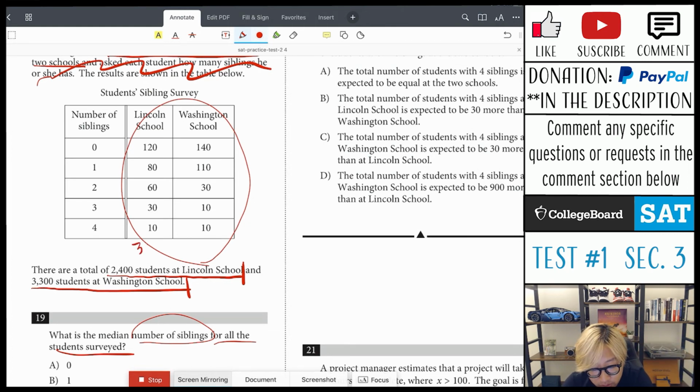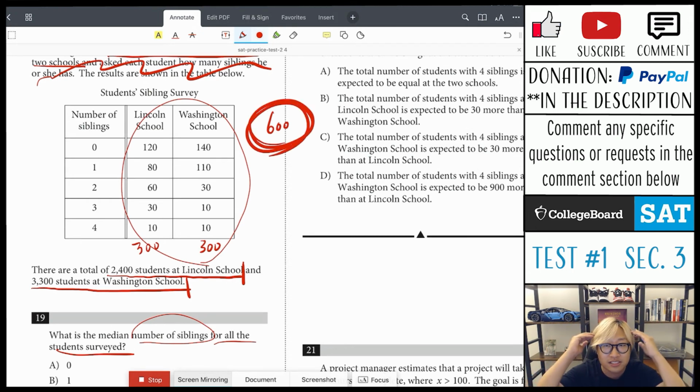Well, it's 300 here, so 300 here, so a total of 600 students. So we want to look for somewhere in that 300 zone. AKA, if you were to line up all these 600 people in your head, just imagine this. Grab everybody and line them up from left to right in the order of least siblings to most siblings. That's what we're gonna do. So imagine that in your head. We're lining up all those 600 people in order of how many siblings they have.